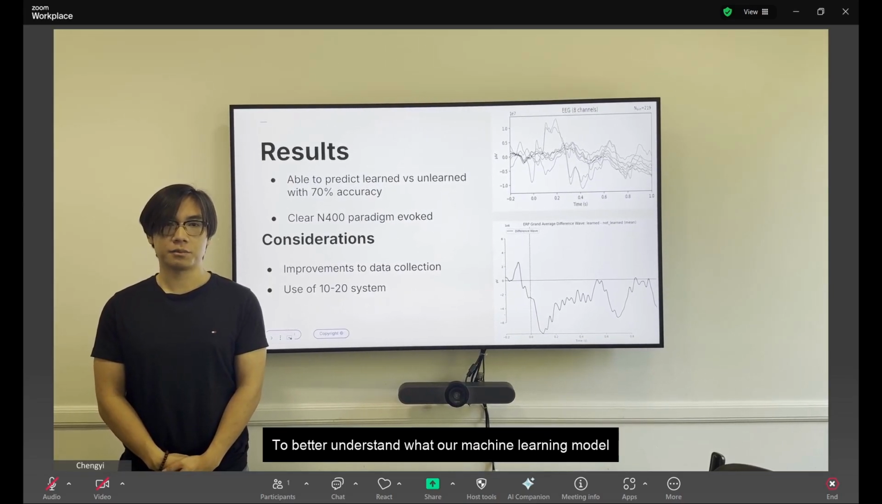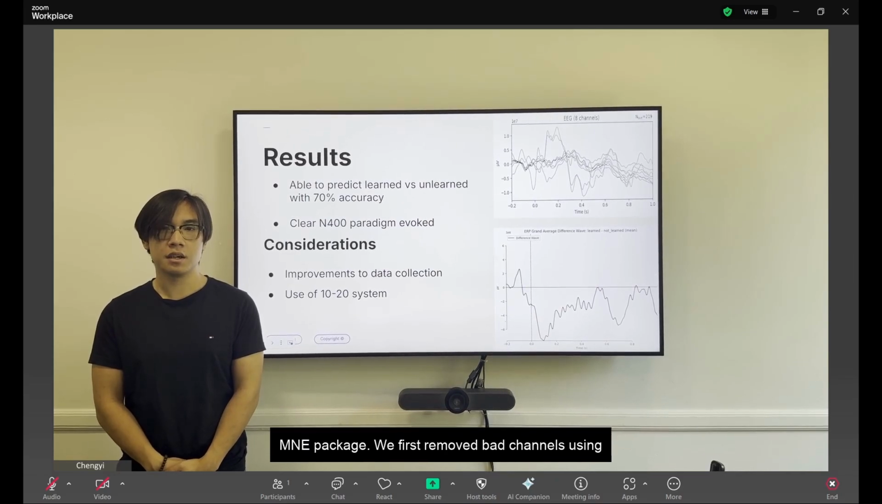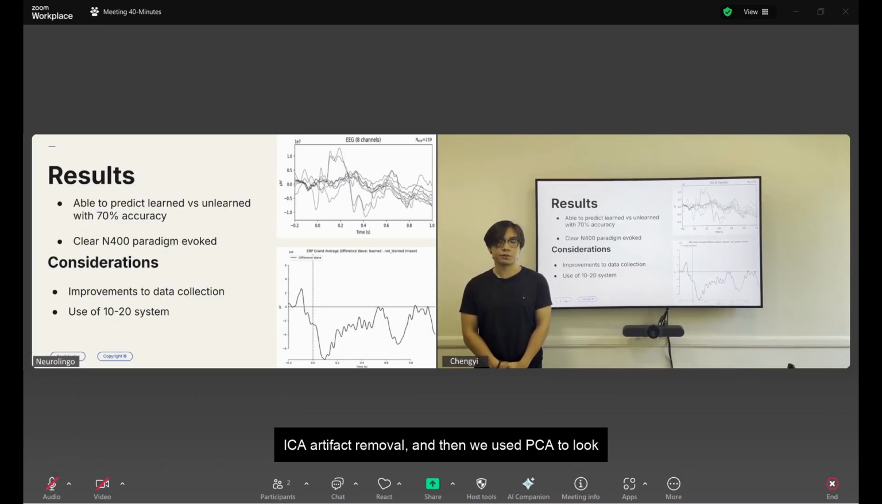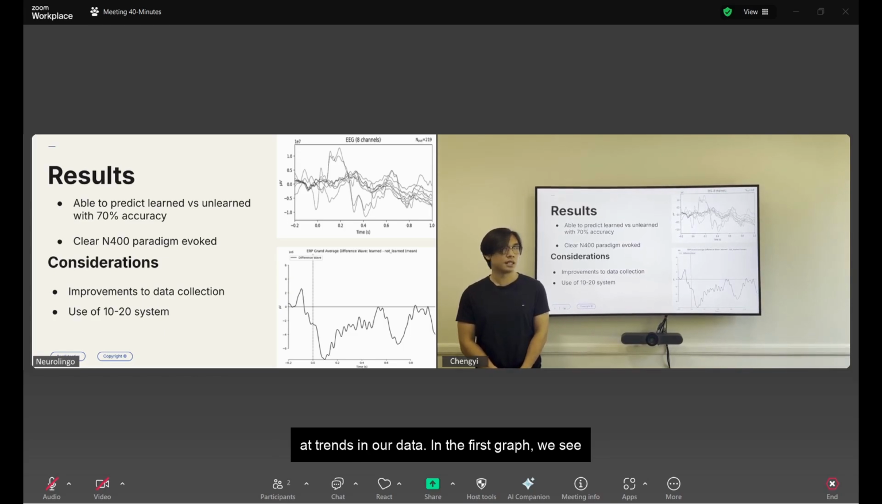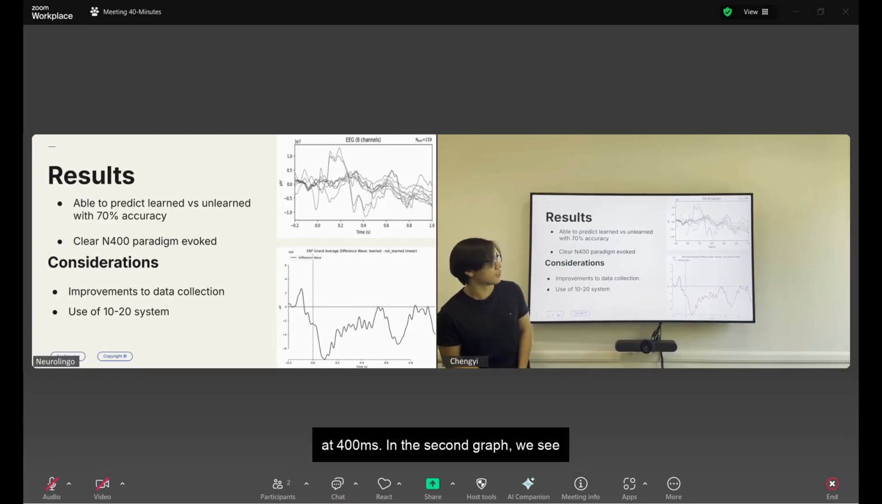To better understand what our machine learning model is classifying, we visualize the data using Python's MNE package. We first remove bad channels using ICA artifact removal, and then we use PCA to look at trends in our data. In the first graph, we see time on the x-axis relative to the onset of a symbol at 0 seconds. Then we see microvolts on the y-axis, with each line representing a channel in our 8-electrode setup. As you can see, coming from 2 channels, we see a negative deflection at 400 milliseconds.